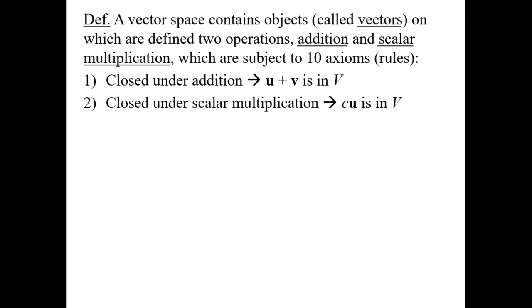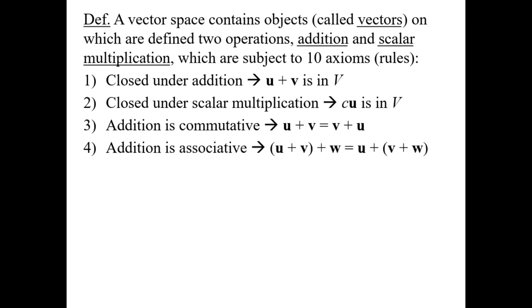It means you do something, but you don't leave the vector space. The result stays in the vector space. Addition is commutative. Okay, so we have to be able to switch the order that we add things and still get the same result. Addition has to be associative. We can change the order in which we perform addition and still get the same result.